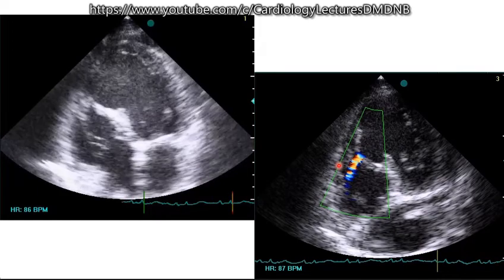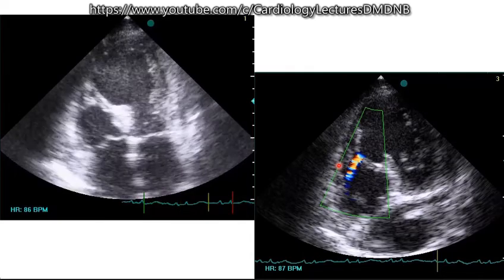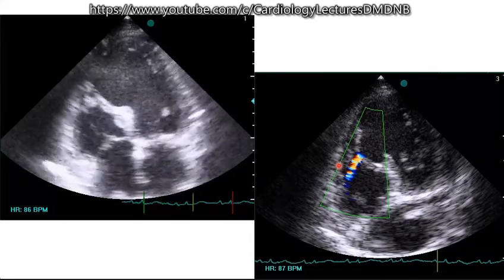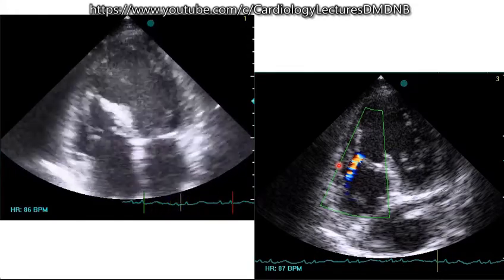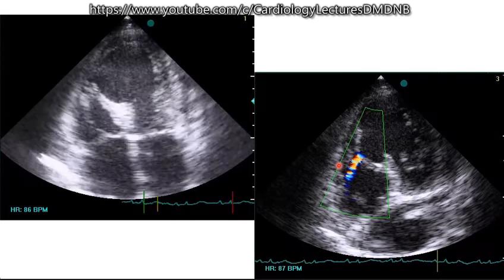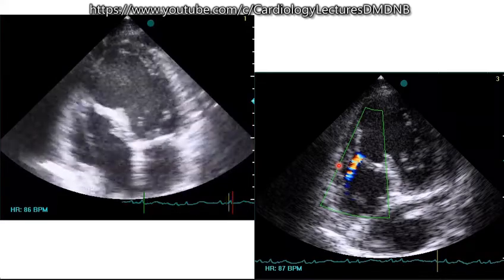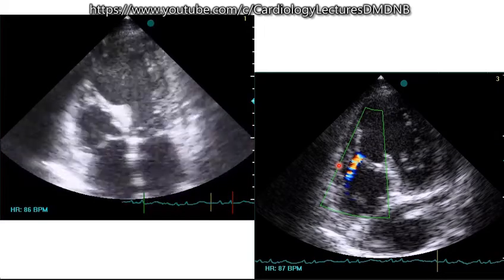What do you find here? Sir, VSD. VSD, very good, excellent. VSD, and there is a septal aneurysm also. Yes, sir. You can see there is a septal aneurysm, the septum is stretched out and that has resulted in a VSD. So there is a VSD with a septal aneurysm. Very good. What is the treatment?